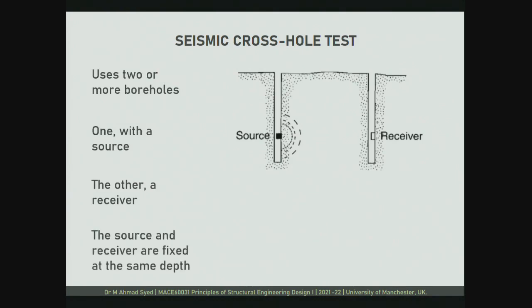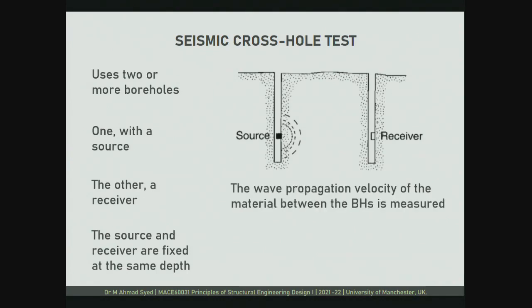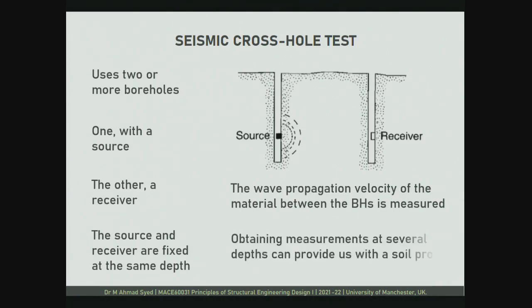Now I'll do the same thing. In this one I'll create some impulse. Those impulses will form some waveforms, and those waveforms will travel over here. Okay, so the wave propagation velocity of the material between these 2 boreholes is measured, and then what we do, we change the depth of the source and receiver. So we can move up or we can go down. So with that we get difference in velocities.